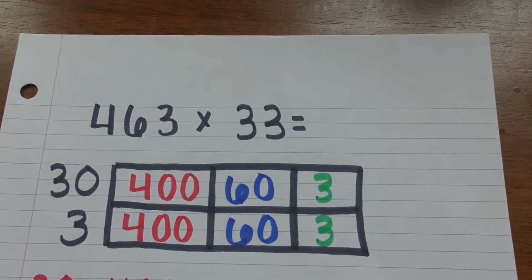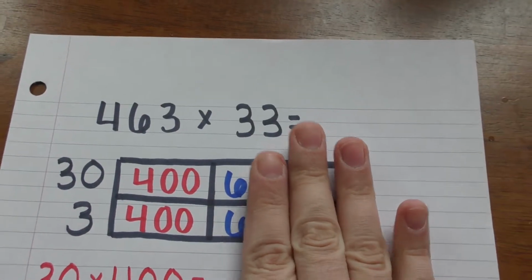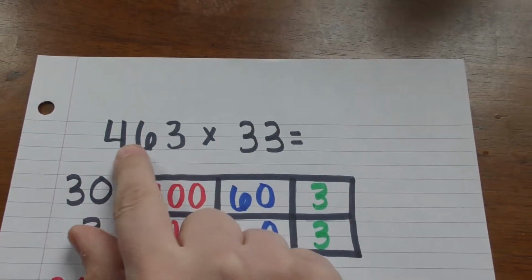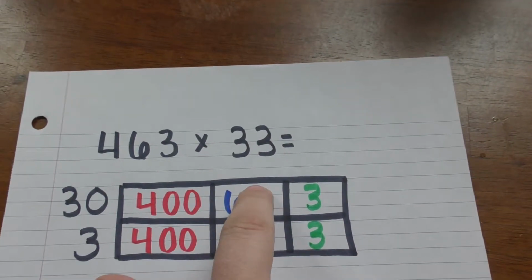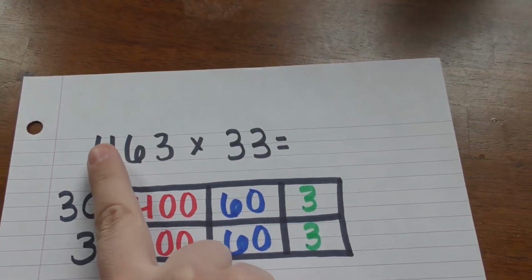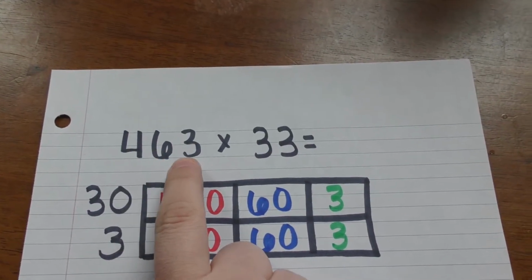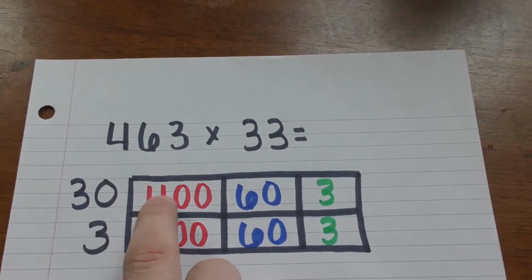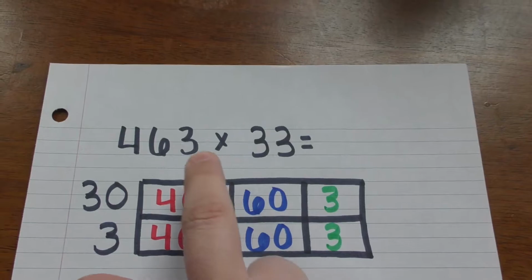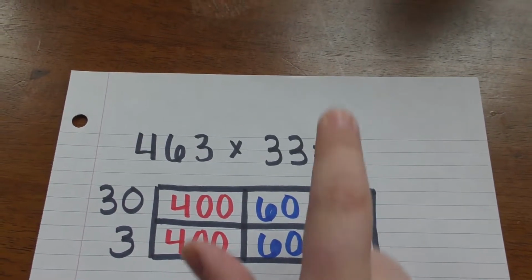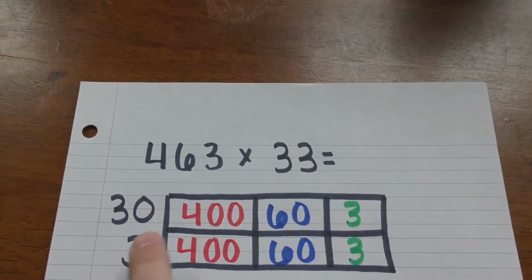So in a previous video, we reviewed how to multiply multi-digit numbers by single-digit numbers. So today we're going to try to multiply multi-digit numbers by another multi-digit number. For each of these, I broke them up, and this one had hundreds, tens, and ones. This one had tens and ones. So to break up 463, I had noticed that there were going to be 4 hundreds, which is 400, 6 tens, which would be 60, and 3 ones, which is just 3. Now, I broke up 33 into 3 tens, which is 30, and 3 ones, which is 3.